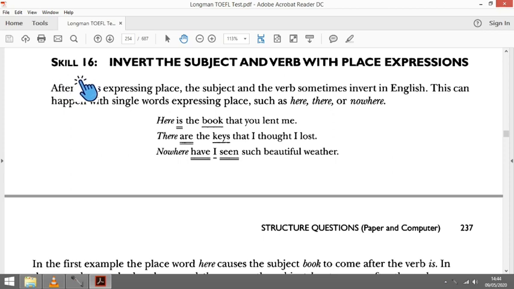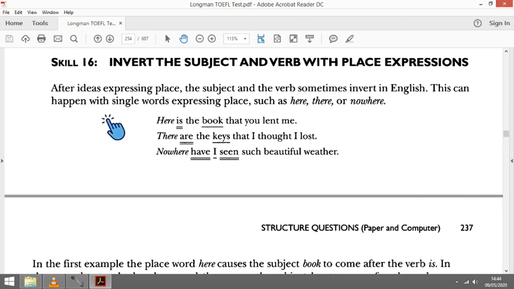That is skill 16: invert the subject and verb with place expressions. Last time we only inverted the subject and verb in negation, and this time there is a place expression, so you have to focus on skill 16, inversion with place expressions. After a place expression, the subject and the verb in the sentence are inverted in English.